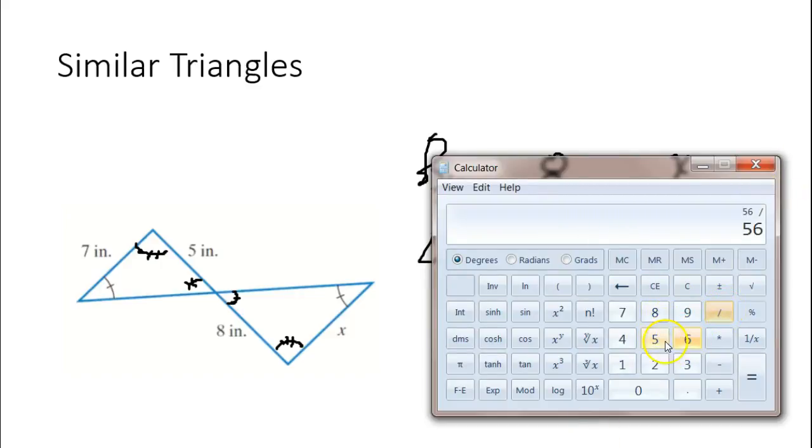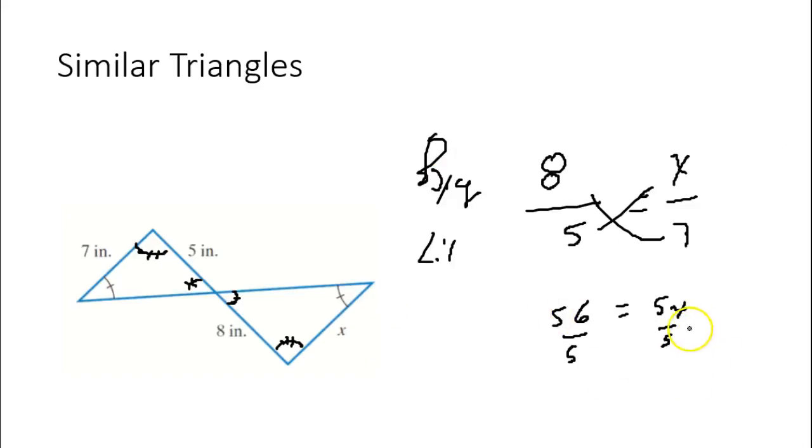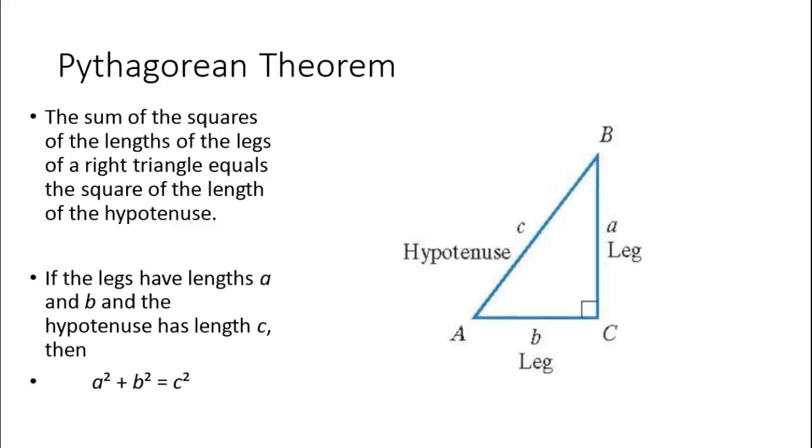56 divided by 5 equals 11.2. So I know that side x, these would cancel out, is equal to 11.2. So I found the length of side x.